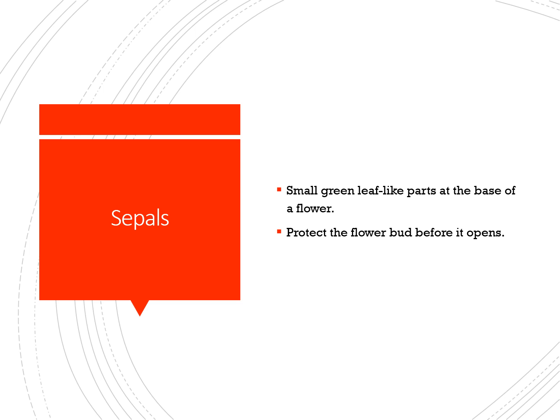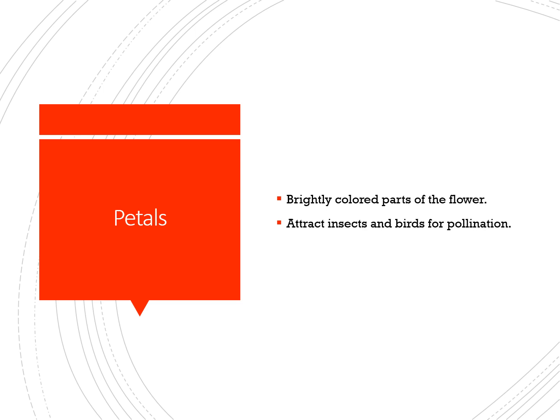First is sepal. Sepals are the small green leaf-like parts at the base of a flower. They protect the flower bud before it opens. Petals. Petals are the brightly colored parts of the flower. They attract insects and birds for pollination.